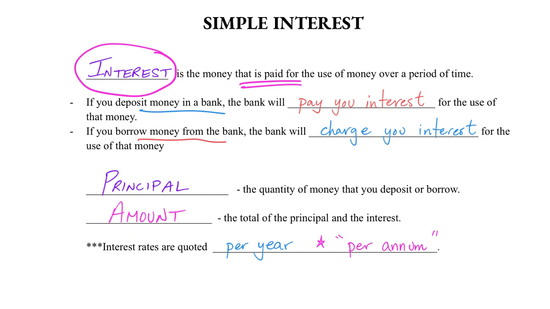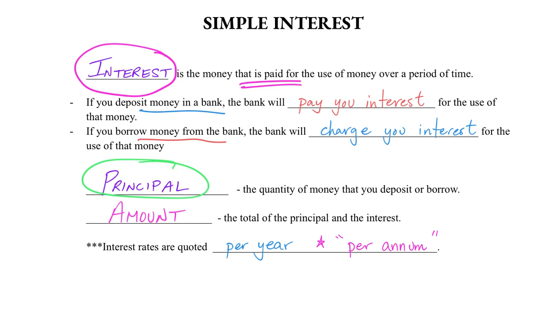Let's talk about a couple key terms though. The first, you see in purple, is principal. Principal refers to the quantity of money, the amount of money that you are going to either deposit or borrow. So how much you put into the bank, if it's an investment, or how much you take out, borrow, if it's a debt.